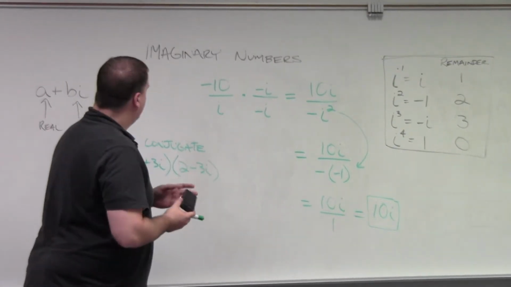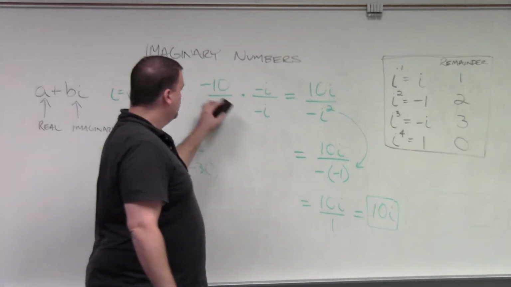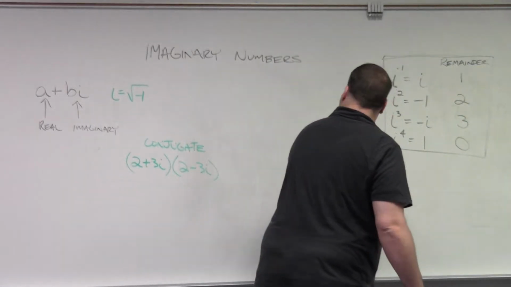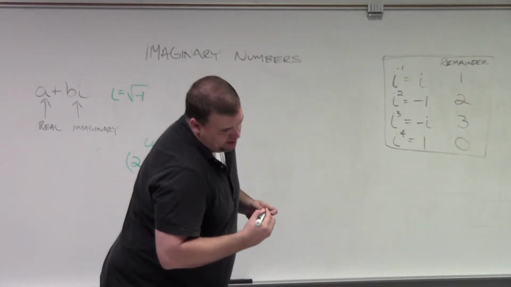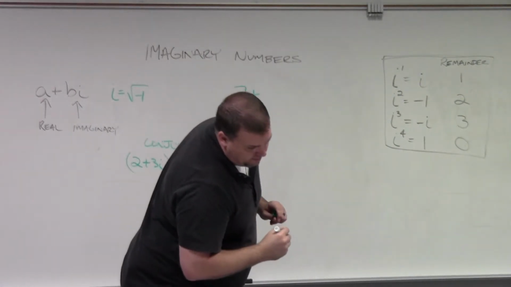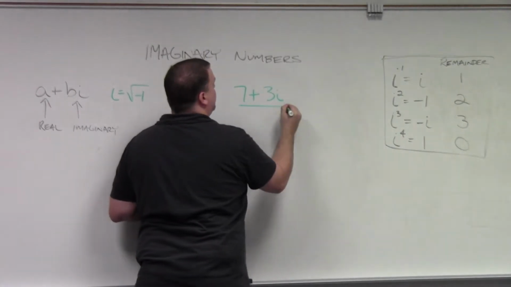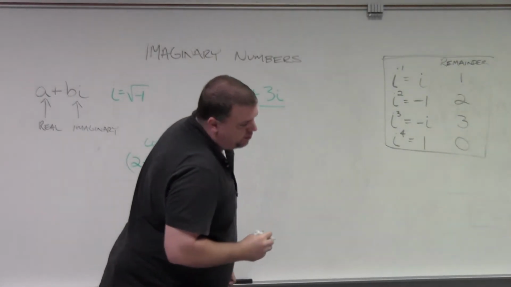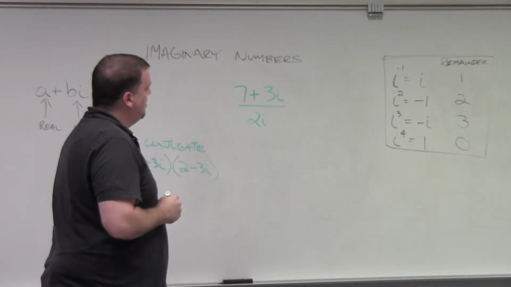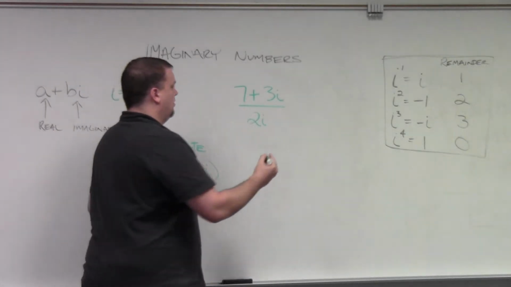So let's take it a little bit further. Let's make it a little bit more complex. Everybody good on this one? Let's say we have 7 plus, that's a typo, that should be 3i. 7 plus 3i over 2i. Well, what's the conjugate of a positive 2i? Negative 2i.